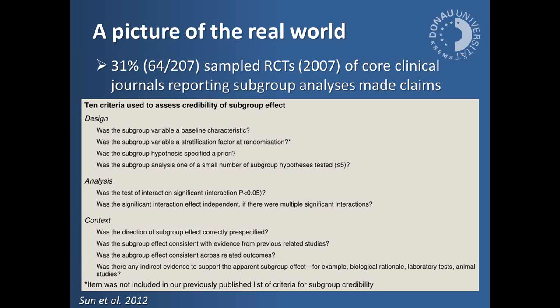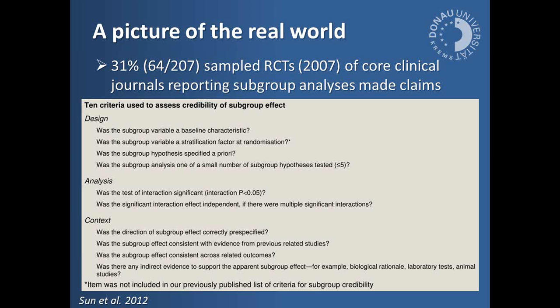So, for example, when you do a systematic review and you just look at your included studies, you can have a sort of bias in this. So if there is also evidence outside your systematic review that provides a biologic rationale, the subgroup effect you see could be more credible.